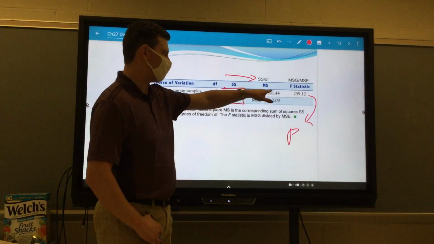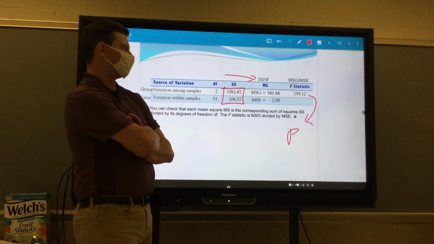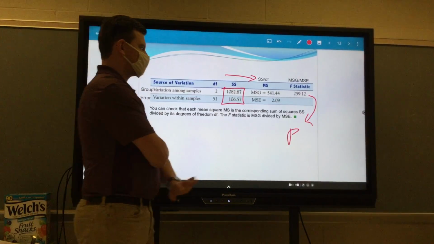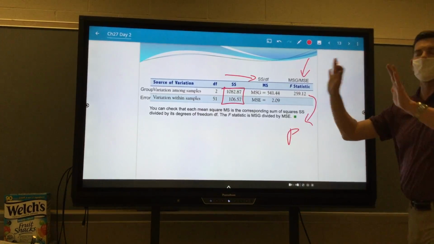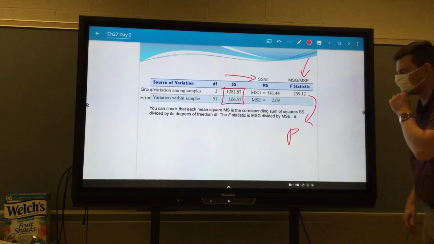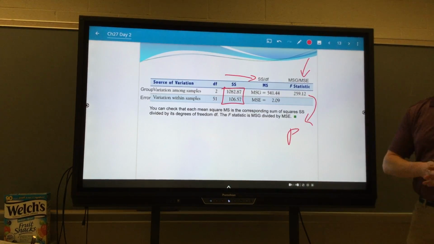So when you divide this 541.44 divided by 2.09, this is our chi-square statistic. Not chi-square, our F statistic. Tests are running together here. 259.12.